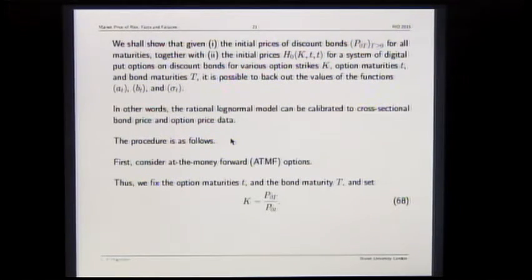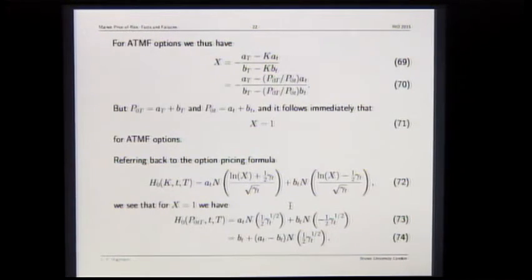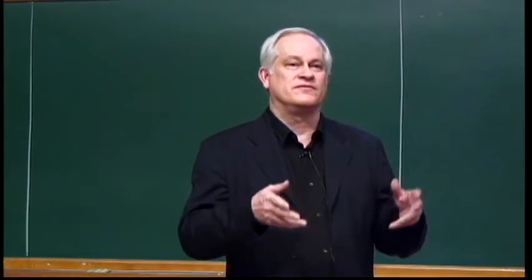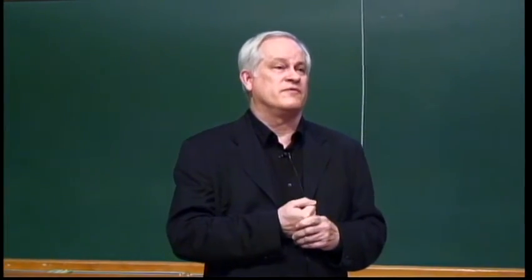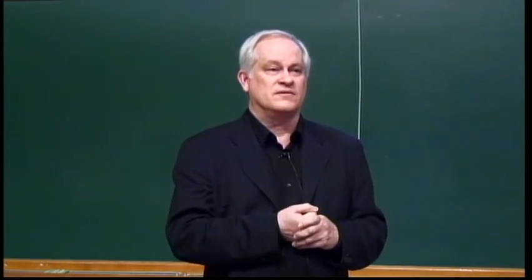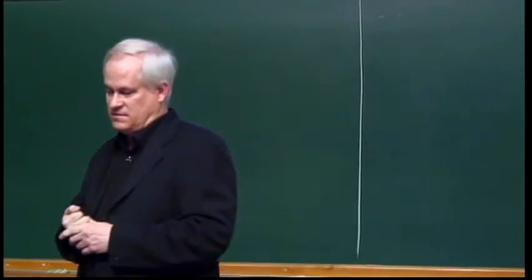The trick is first to look at the money forward option. This is not an unusual idea. By at the money forward, we mean that the strike is set to be the forward price of the bond, which is this combination of P0 big T divided by P0 little t. And you remember in the Black-Scholes theory, you have this term, log of the forward price divided by the strike price, which appears over and over again. But if you set the forward price equal to the strike price, then that's log of 1, which is 0.